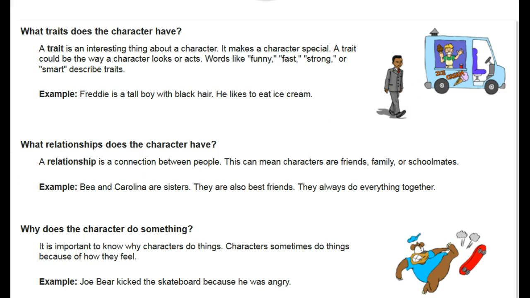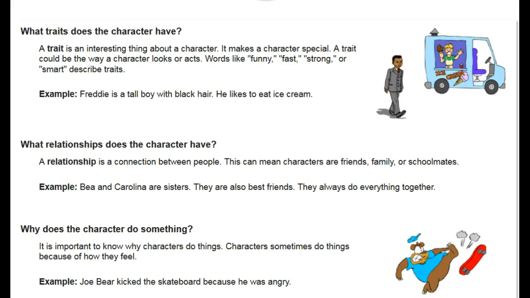What relationships does the character have? A relationship is a connection between people. This can mean characters are friends, family, or schoolmates. For example, Bee and Carolina are sisters. They are also best friends. They always do everything together.